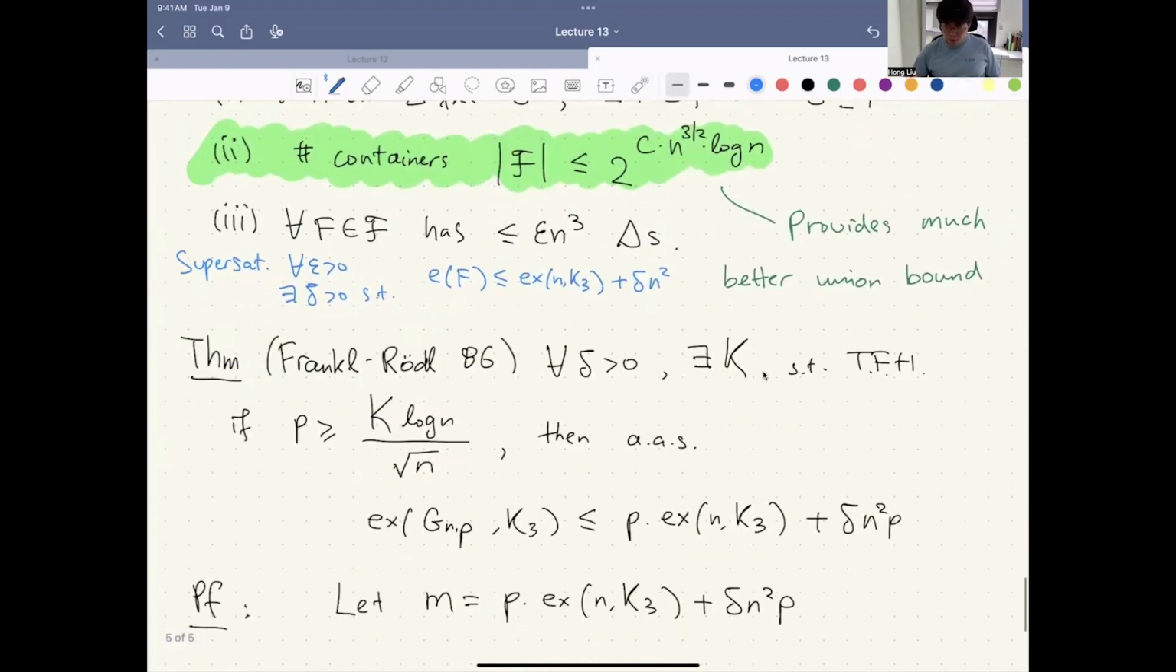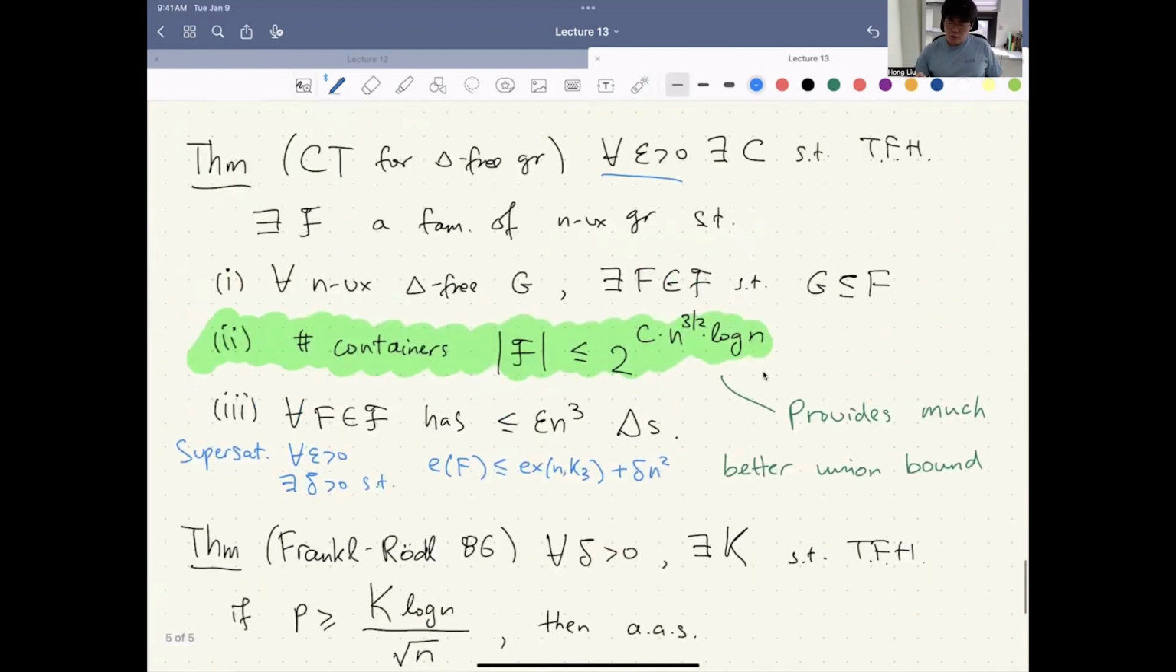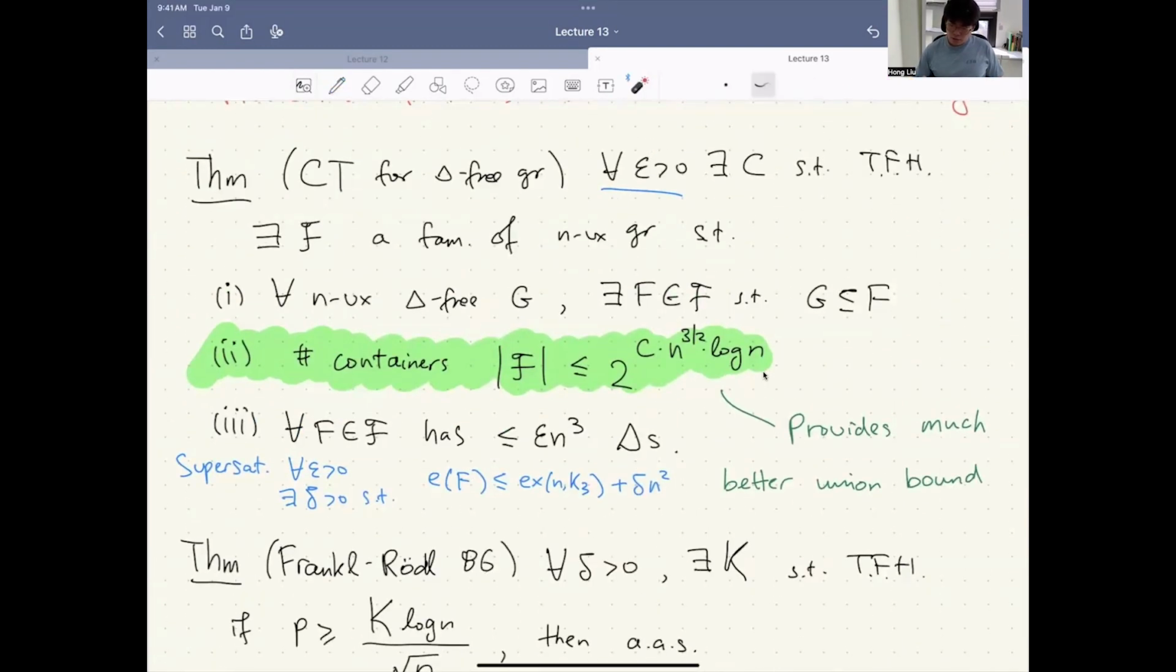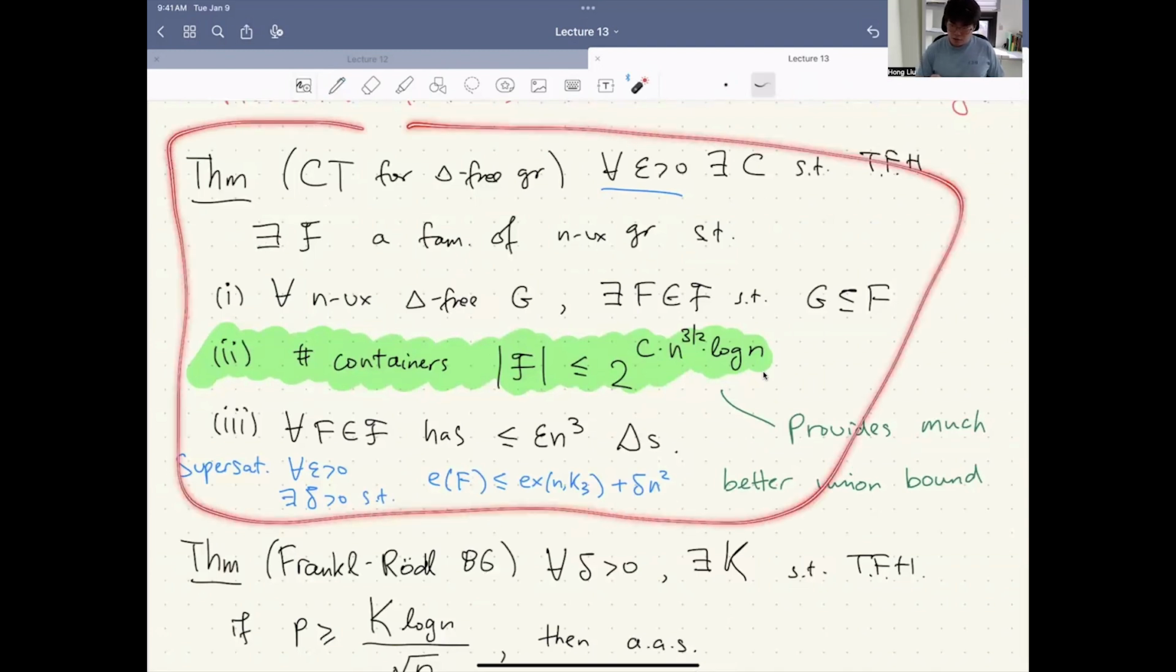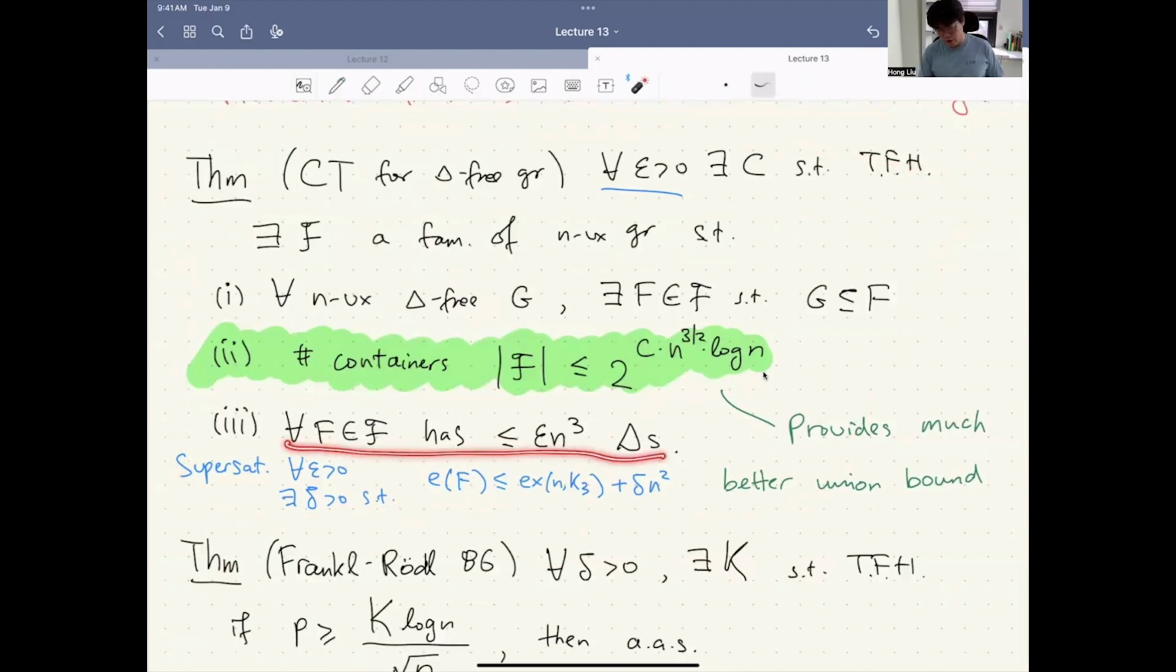So now what we want to do is to apply this container so that each container is almost triangle-free. And instead of delta, let's do delta over 2. Okay. Why did I write the quantifiers wrong? For every delta bigger than 0, there exists epsilon such that if you have at most this many triangles, then your edges are at most this. Okay.